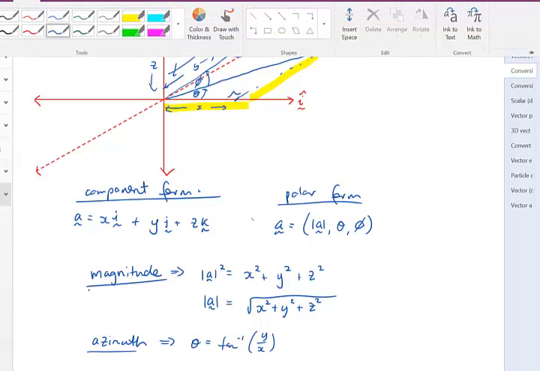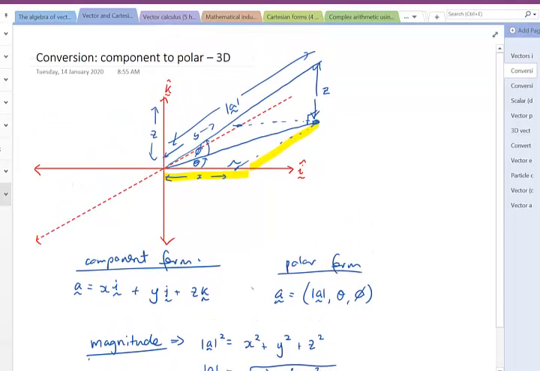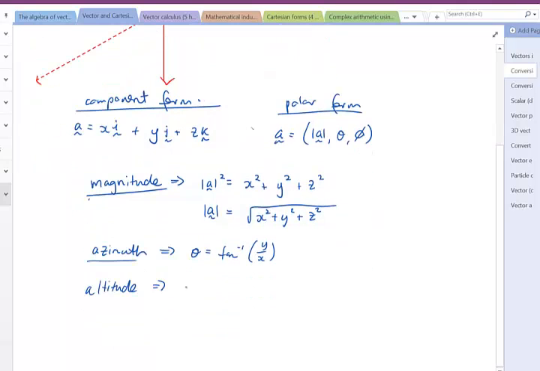Now finally, when we look at the altitude, the important components in the altitude are going to be the magnitude and our z displacement, so that vertical displacement. So in order to calculate that now, we're looking at the opposite and the hypotenuse. So it means we're looking at arcsine. So the altitude is arcsine of z on the magnitude. So obviously we need the magnitude to be able to calculate that. And we end up with 3 really simple calculations to complete the conversion from component to polar.